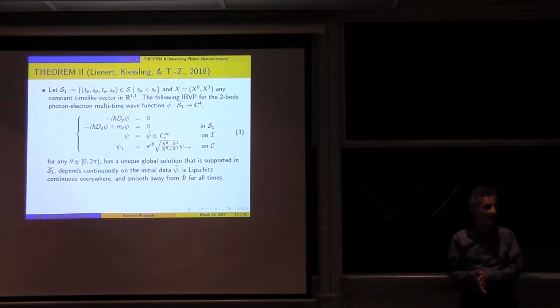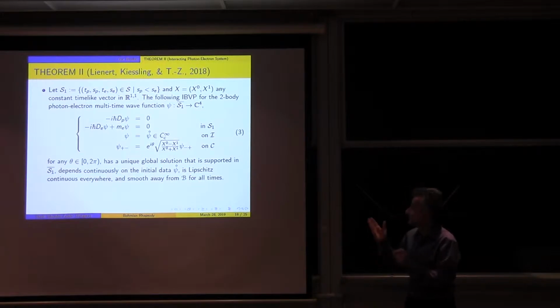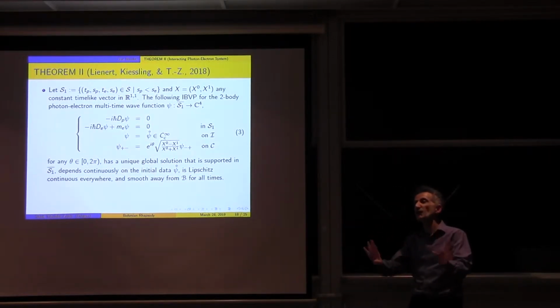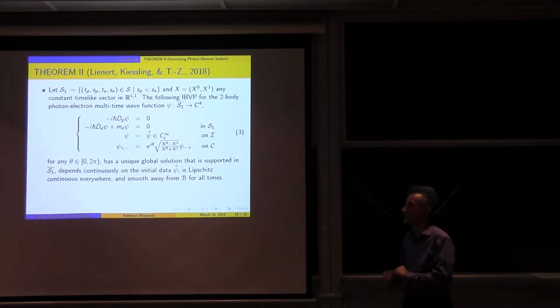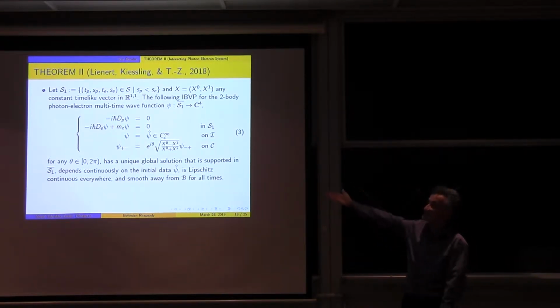All right, so here's the theorem with Matthias Lienert and Michael Kiesling. Let S be this space-like configurations, well, the half of it corresponding to the photon always being to the left of the electron. In one dimension you can do that, but of course, in higher dimensions, that doesn't make sense. But in one dimension, you can only restrict to half of the space in this way. Let's take any constant vector field X. This will work with anything, right? You have your equations, you have your initial data, and that's the boundary condition.